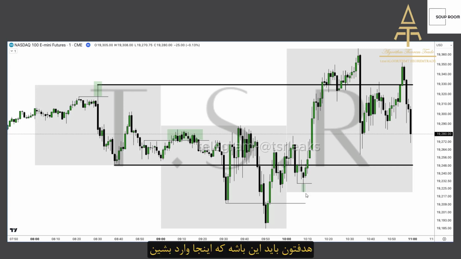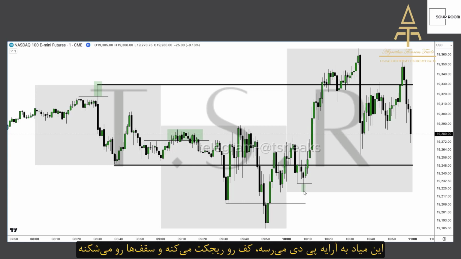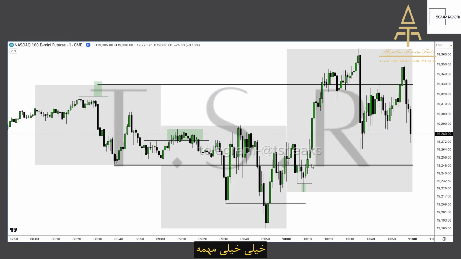Your goal is to catch the entry right here that taps into a PD array, rejecting a low, breaking through highs. Very, very important.